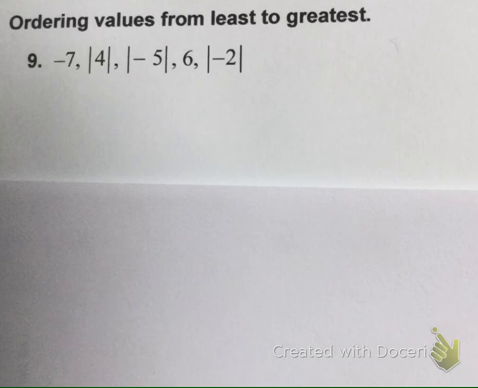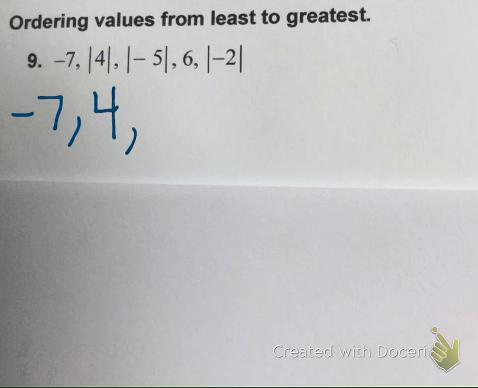This may be the hardest part, if you want to even consider this hard, of this section. We have ordering the numbers from least to greatest. If you look, I have the numbers -7, absolute value of 4, absolute value of -5, 6, and -2. When you're doing this, I want you to first find the absolute value of everything, then put them in order. So looking at this example, number 9, -7 is just a -7. The absolute value of 4, how far away is 4 from 0, would be 4.